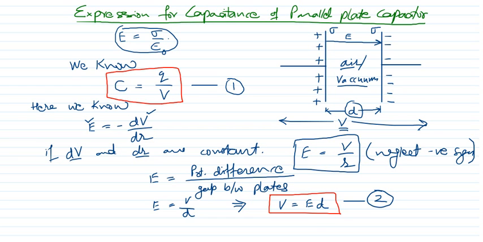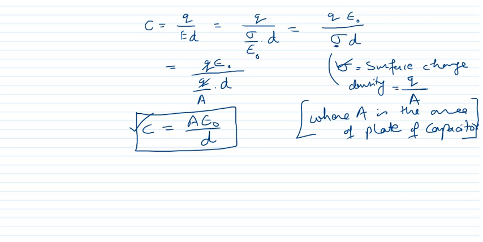That is why the permittivity of free space or vacuum has been used here, and that is why the expression is A epsilon naught upon D. So therefore you can see that capacity is directly proportional to area, and capacity is inversely proportional to the spacing between the plates of a capacitor.